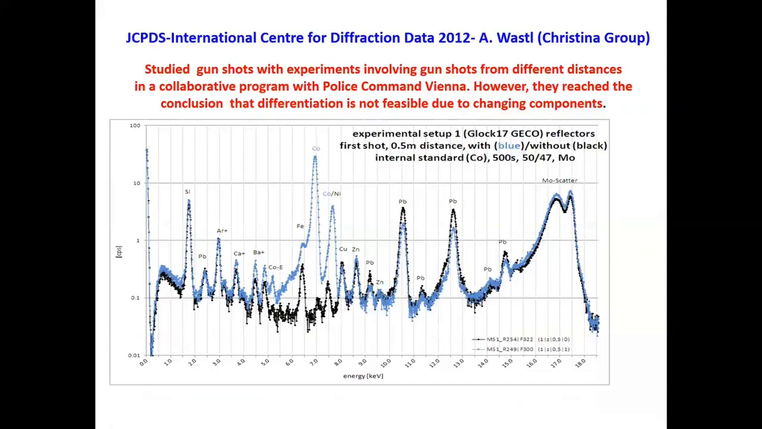Another experiment I came across was from Professor Christina Streli's group, published in International Centre for Diffraction Data, where they did some study in collaboration with the Police Command of Vienna. However, they came to the conclusion that differentiation is not feasible due to changing components.